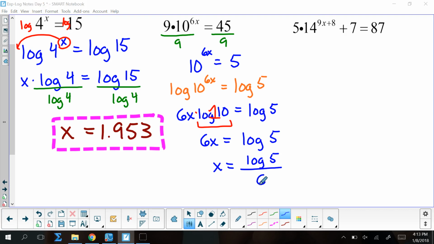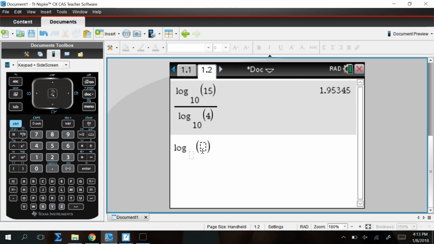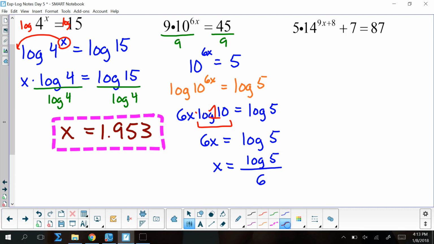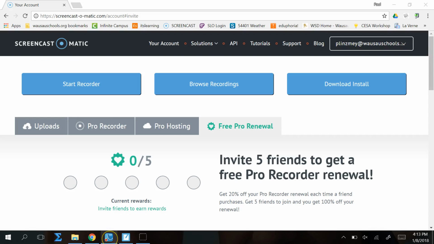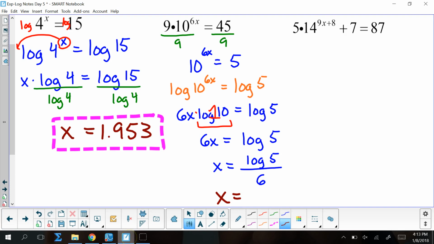So on a calculator, we would go the log of 5 divided by 6 gives me 0.016, we will call it. Oops, wrong one. This one. That one. 0.116. Sorry, that didn't seem right. 0.116 as my answer there.